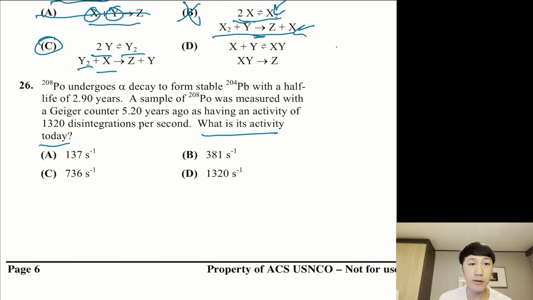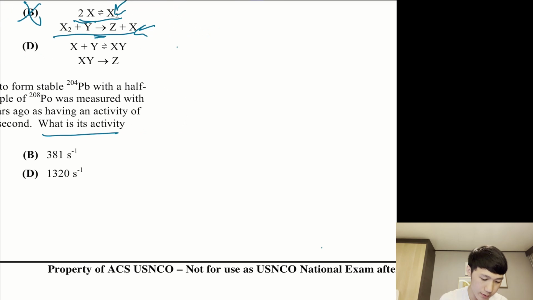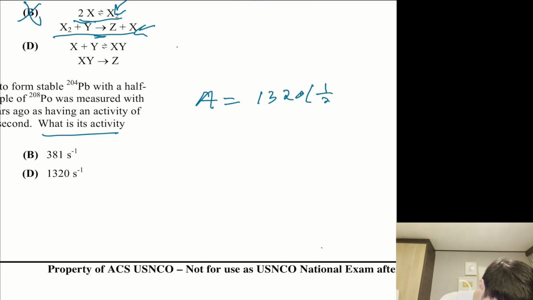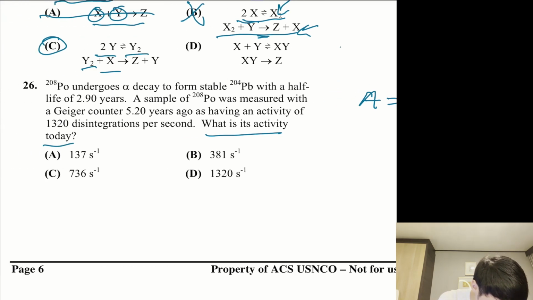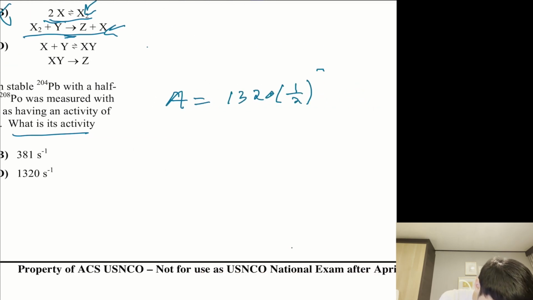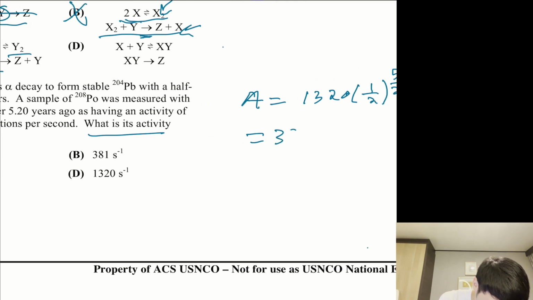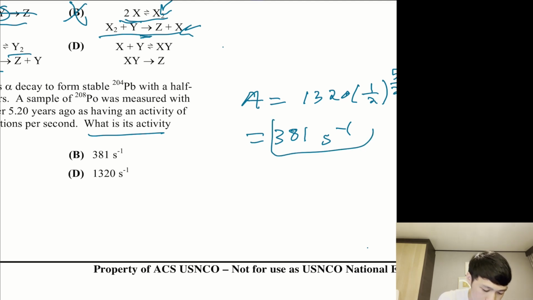So we can just figure out what the activity will be 5.2 years after it was 1320 using our half-life formula. So it's going to be whatever our activity, let's call that A, equals our 1320 times 1/2 to the, how many years? 5.2 years ago, 5.2, divided by our half-life, which is 2.9. And that gives us our answer of 381 disintegrations per second. So seconds to the -1, and that is our answer.